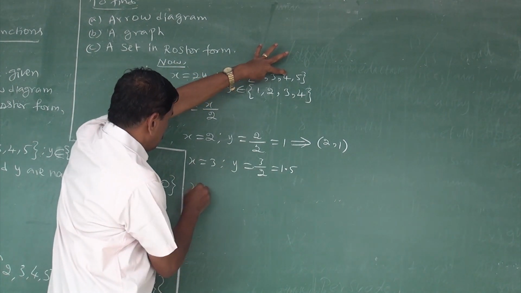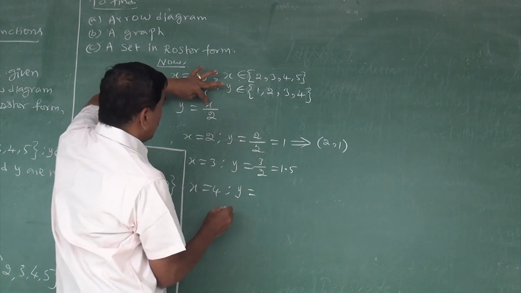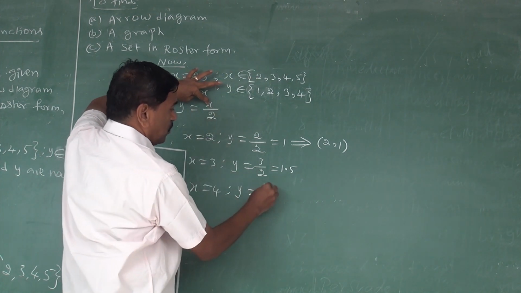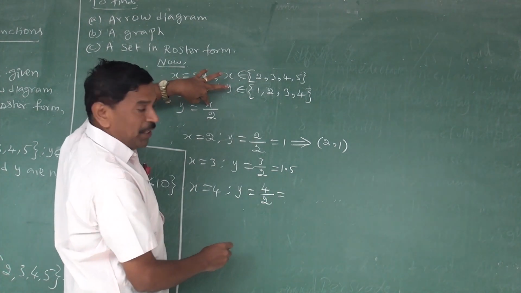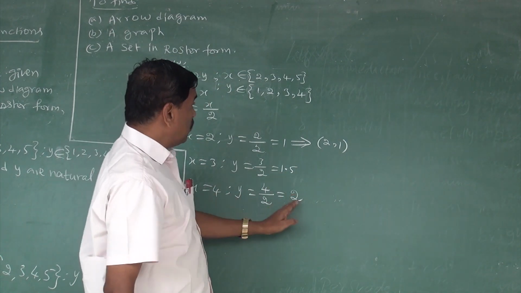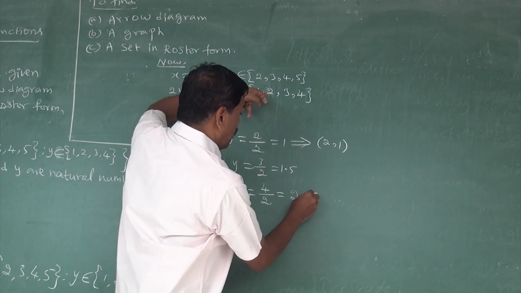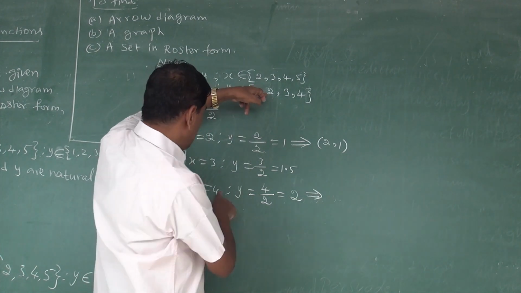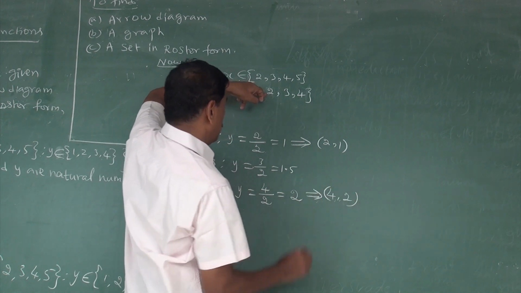Okay. Now, next one. Good. x is equal to 4. When x is equal to 4, y is equal to x by 2. Substitute x is equal to 4, which is 4 by 2. 4 by 2 is equal to 2. Now, whether y is equal to 2 belongs to these y values? Yes. So we can write the ordered pair. Can you tell me the ordered pair? Good. (4, 2) is the ordered pair.